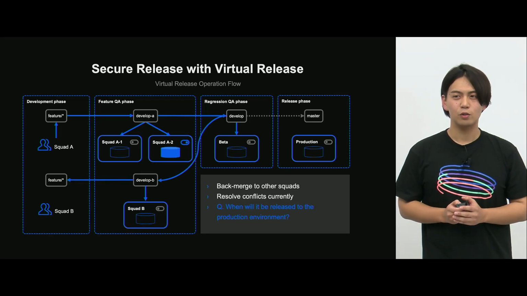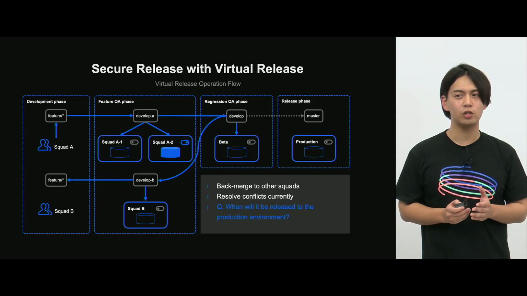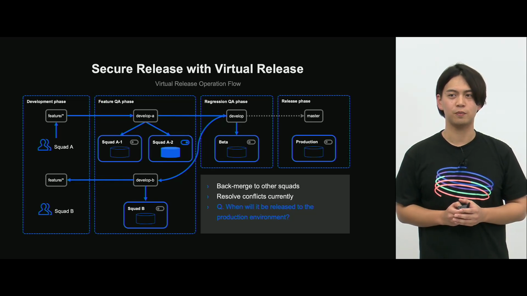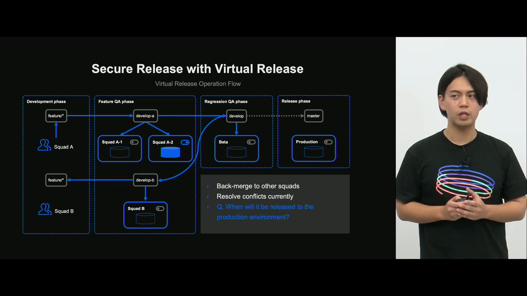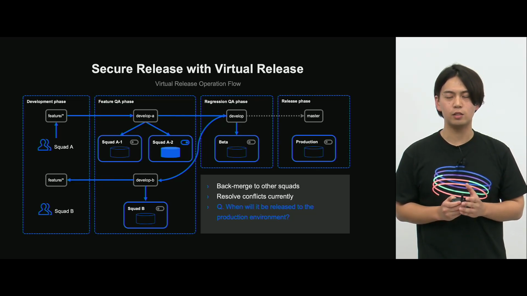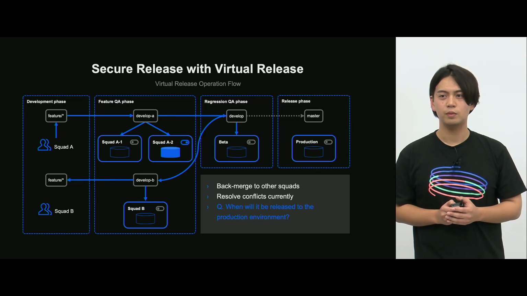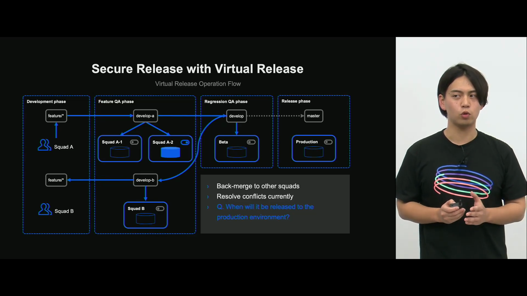When the virtual release is completed, the source code is back-merged into the other squads to make sure that there's no conflict, and if there is, we fix it. With the virtual release flow, the big bang release issues, where we were not able to give changes to each other in both directions, are gone.